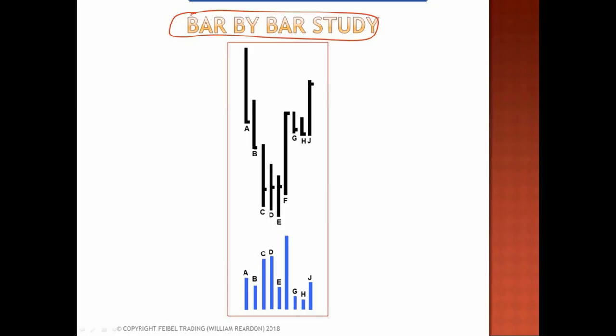We use the same analysis that we have previously learned in session 2, but now with the addition of volume, which of course is the fuel, the activity. It's the force behind the selling or buying. Now if we look to the chart, what do we note about bar A?